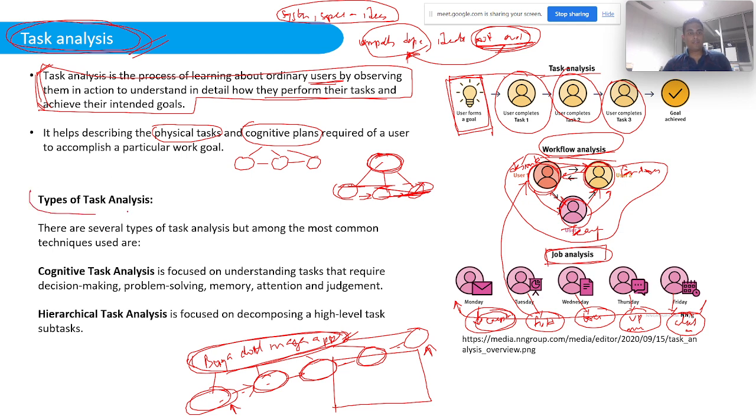So there are two types of task analysis. One is cognitive task analysis. Cognitive task analysis is about understanding the information that a user uses in decision making, problem solving, judgment and attention. These mostly happen inside his brain, so it is very difficult to recognize visually or by observing. There are techniques like think aloud protocol which we generally use to understand cognitive tasks.